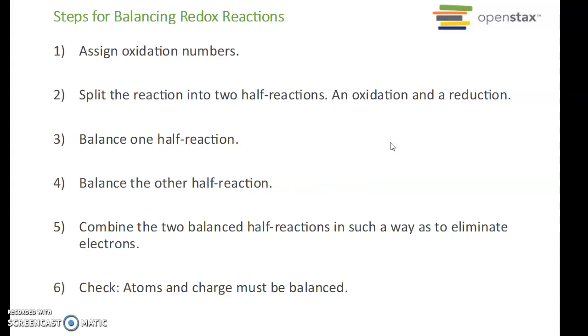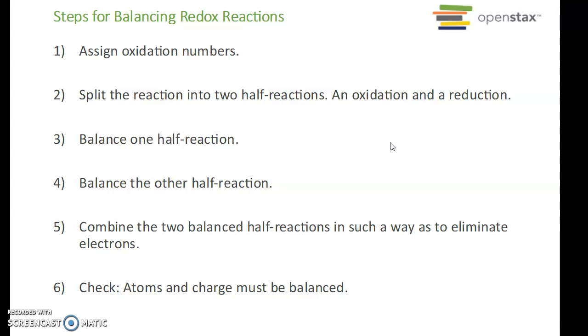Let's go through the different steps again, just a quick review. When you're balancing a redox reaction, number 1, assign oxidation numbers. Number 2, split the reaction into two half reactions, an oxidation and a reduction. That's a critical step. You balance one half reaction, and based upon what happens there, you balance the other half reaction and combine them in such a way as to eliminate the electrons. Remember how you have to add water molecules or hydroxide ions or those things, should that be required.